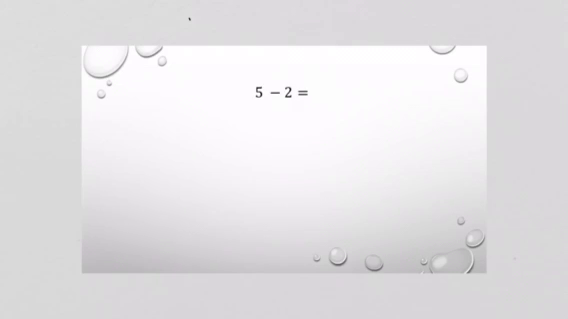So, let's see, we have positive 5. And we need to take away 2 positives. When we do that, we're left with positive 3.